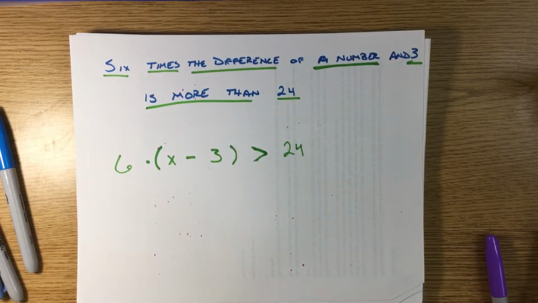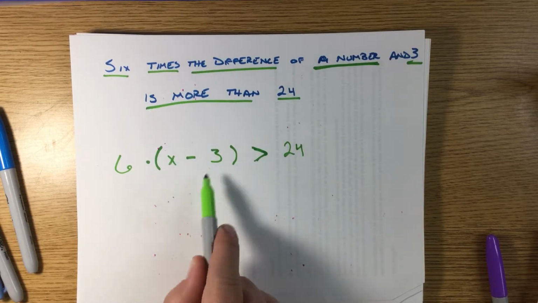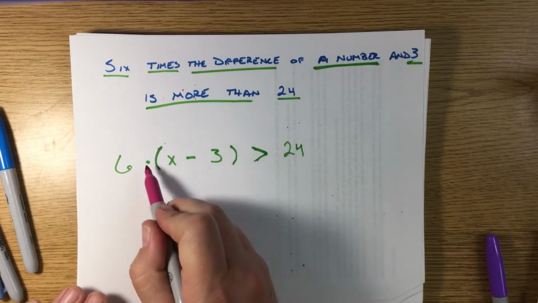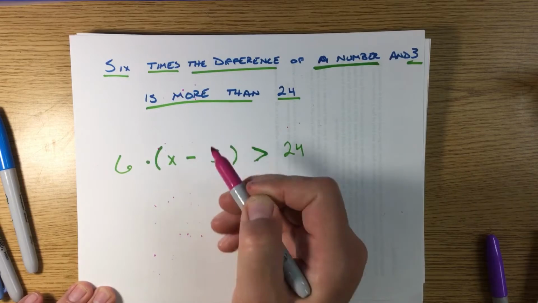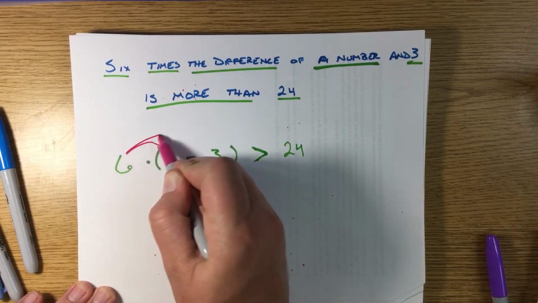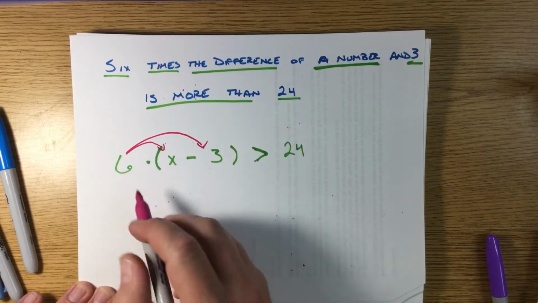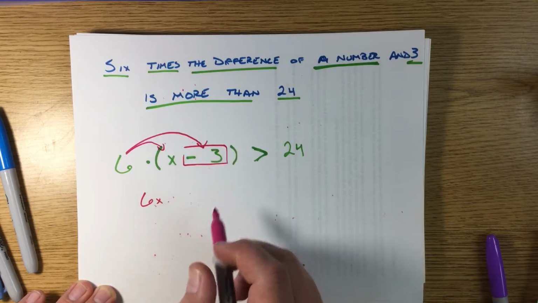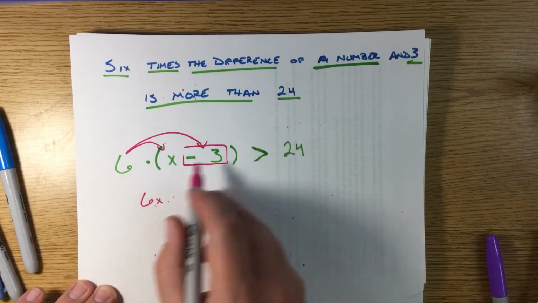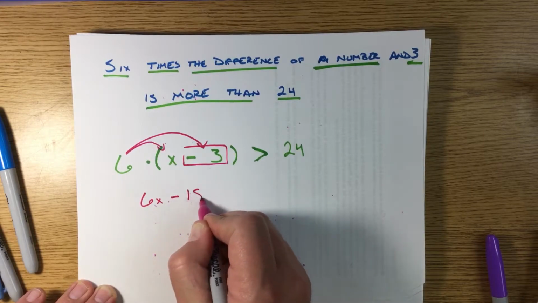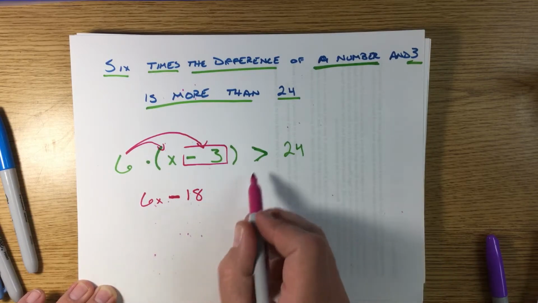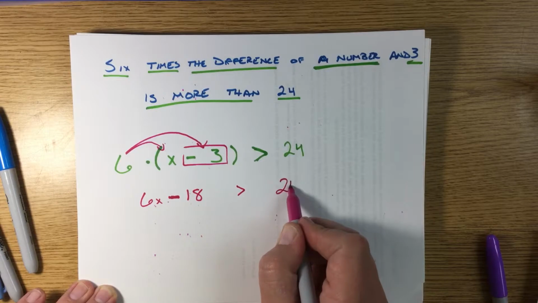Now I'm going to be asked to solve this, and in order to solve this, I've got to get rid of these parentheses. I can't do that with the parentheses there, so I'm going to have to use my distributive property to get rid of this multiplication if I can't get rid of the subtraction first. So I'm going to distribute 6 inside of here and multiply 6 times x. I'm going to multiply 6 times a negative 3. Remember, that subtraction sign goes with the 3. So 6 times negative 3 is negative 18. And look at that, my negative 18 turns into a subtraction. 6x minus 18 is greater than 24.